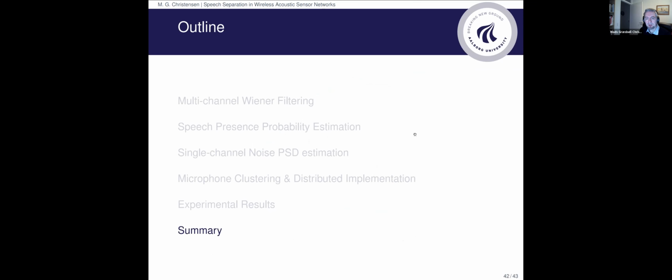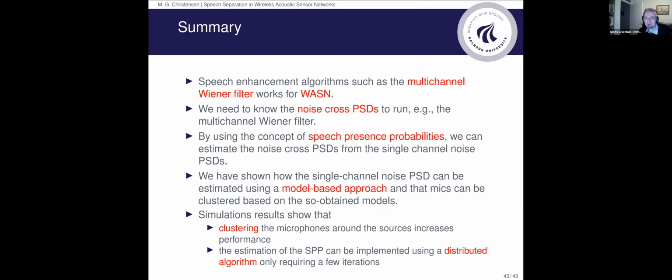Yeah. Very good. So what have we seen here? Well, we have seen that we can perform speech enhancement and speech separation using the multi-channel Wiener filter for wireless acoustic sensor networks. But to do this in this framework, we need to know the cross power spectral densities to run the Wiener filter. And we have used the speech presence probability concept to estimate the noise cross power spectral densities from the single channel noise power spectral densities. And we have shown how the single channel noise power spectral densities can be estimated using a model-based approach, and that we can cluster the microphones using these models here.